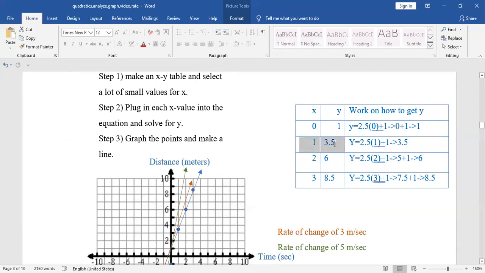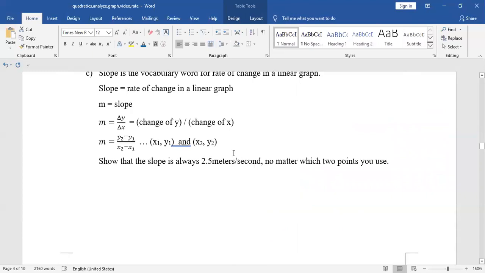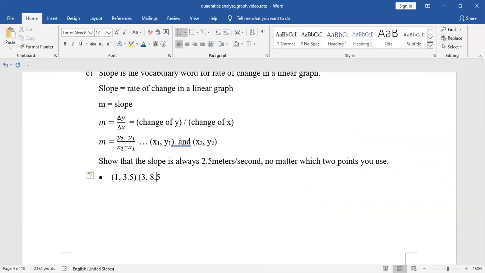So I'm going to choose 1, 3.5, and 3, 8.5. Those are the 2 points I'm going to use. Could I have used another set of points? Absolutely. You can choose any 2 points in this table. So I'm going to just choose 1, 3.5, and 3, 8.5, but you can choose another pair and see. So I'm going to go back to here, and my first example is going to be 1, 3.5, and 3, 8.5.